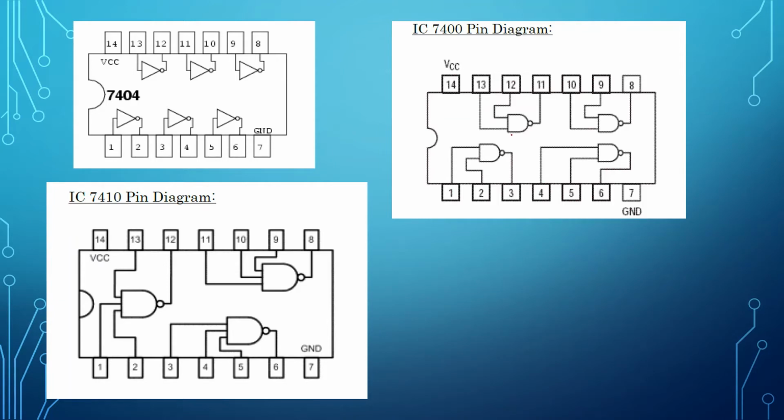7400, which is a pretty new IC. This is your 2-input NAND gate IC. Once again, a 14-pin IC itself. The pin diagram is pretty similar to your AND gate itself. There is no change. 1 and 2 are input, 3 is output. So basically there are 4 gates present inside. Coming to 7410, this is your 3-input NAND gate IC.